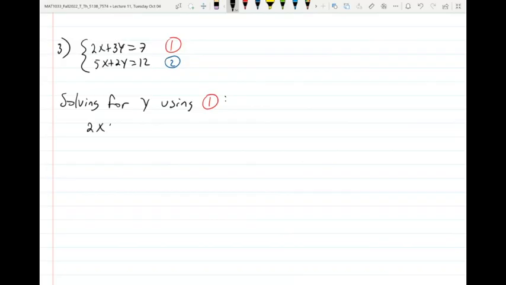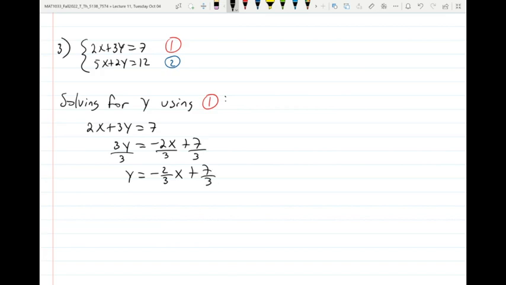Okay, so equation 1 is 2x plus 3y equals 7. So 3y is negative 2x plus 7, dividing by 3. We get that y is negative 2 over 3 x plus 7 over 3. Everybody okay with this? Okay, so we solve for y.